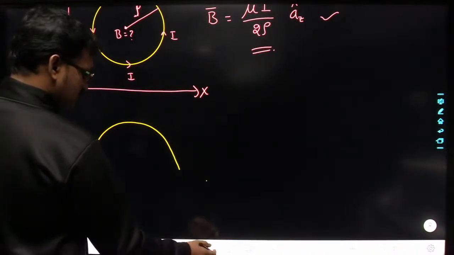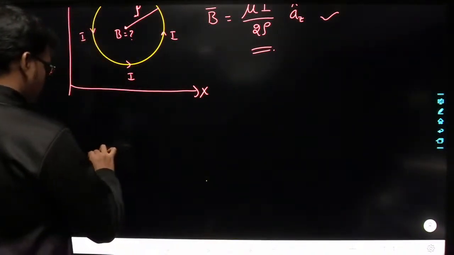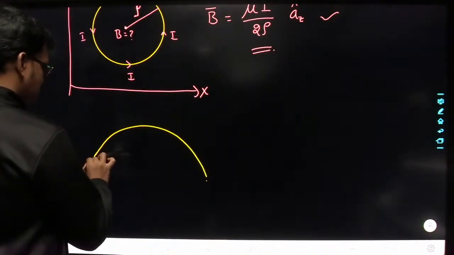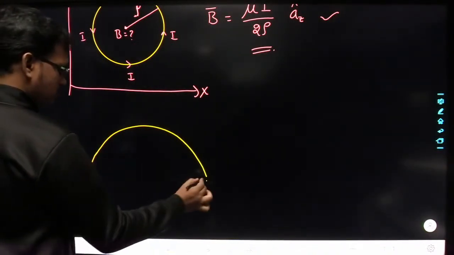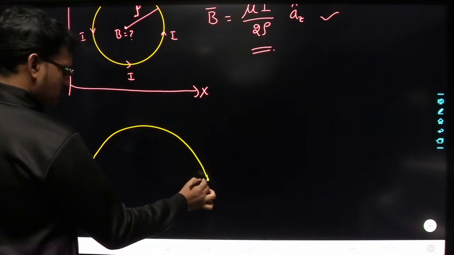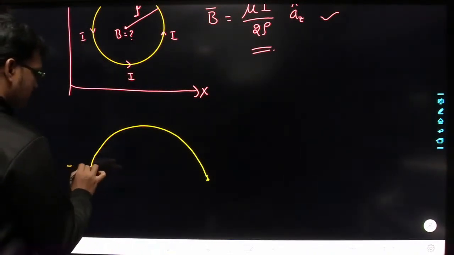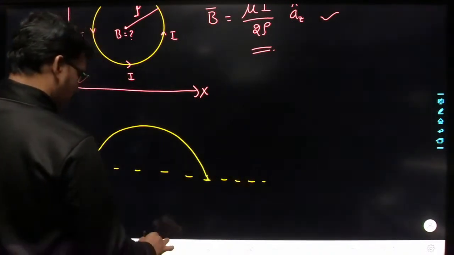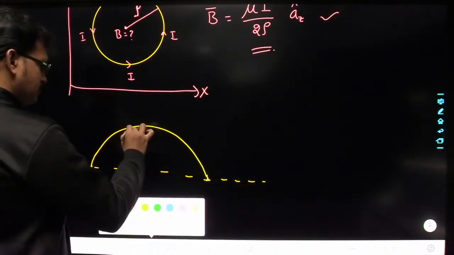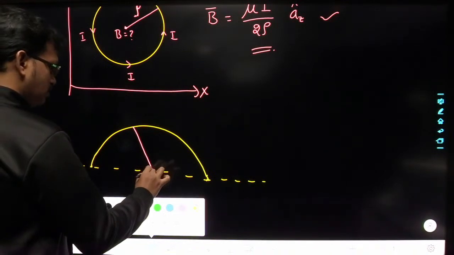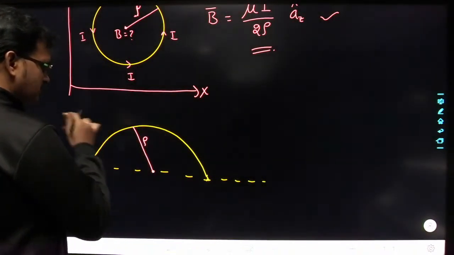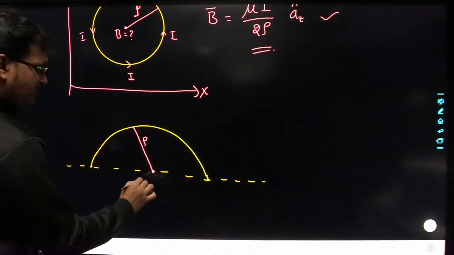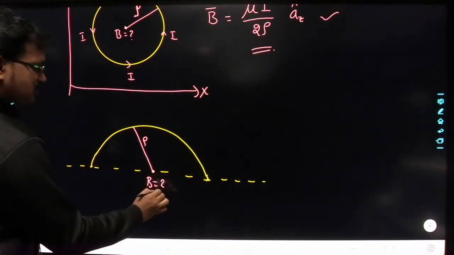So if we consider a semicircular loop, let us say this is a semicircular loop. The radius of this semicircular loop is, let us say, r or rho. You can consider rho. So this is the radius of this semicircular loop. Now what is the B field at the center of this semicircular loop here?